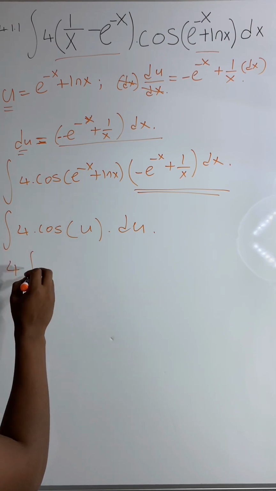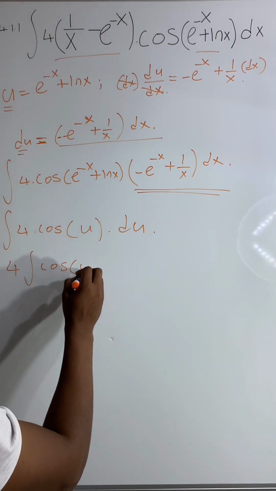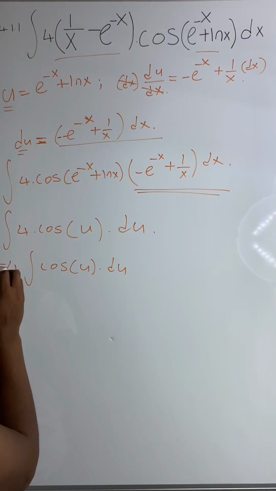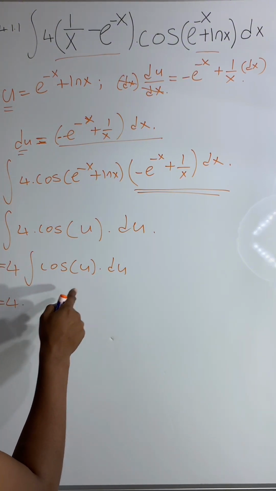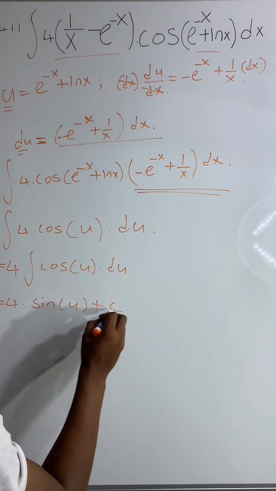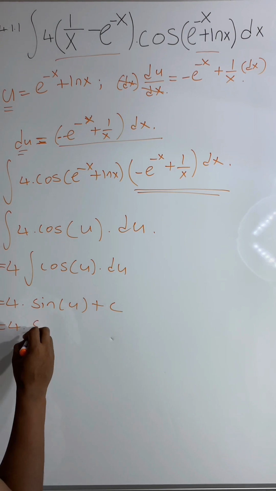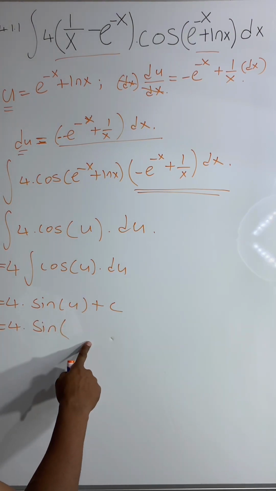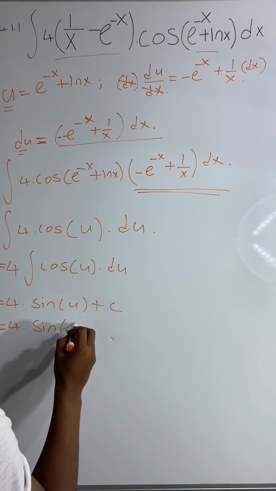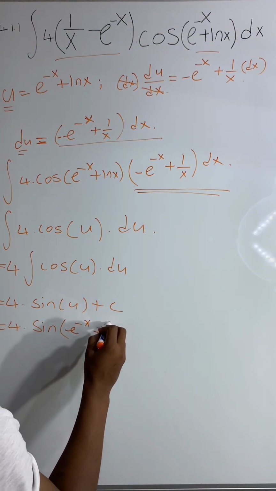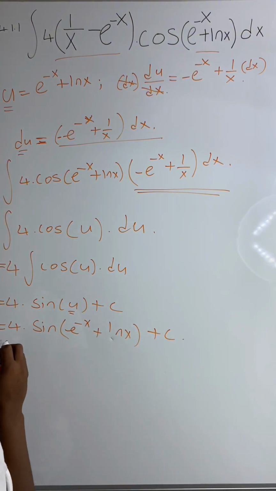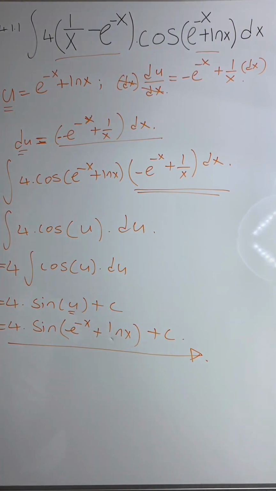So we take the 4 out of the integral. Because the integral of cos u with respect to u, we get sin u plus c, but our integral is not in the form of u, our integral is in the form of x. So let's substitute e to the power minus x plus ln x in the place of our u, and this becomes our final answer.